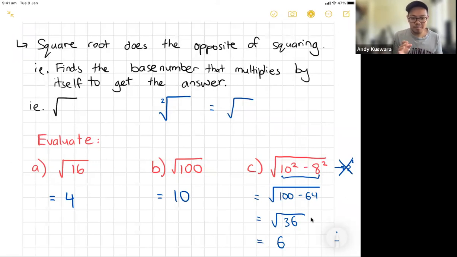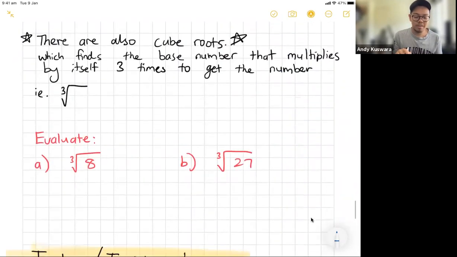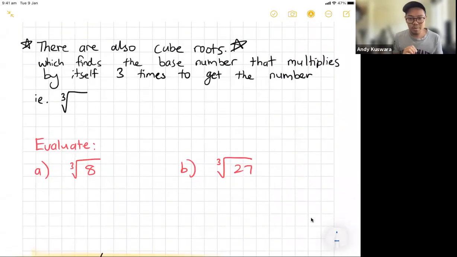All right, now, if you've held on this far, well done. I've just got one more little thing here. There's also something called cube roots. Now, if you remember, square was to the power of 2. So that means cube is to the power of 3. So it finds the base number that multiplies by itself 3 times to get the number. And it looks exactly like a square root, but it's got the little number 3 there, which is important.